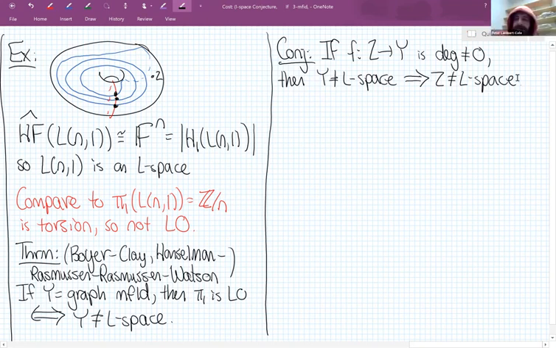Can I go back and ask another question? Yeah, of course. What about knot groups being left orderable? Is there anything interesting or known about that?